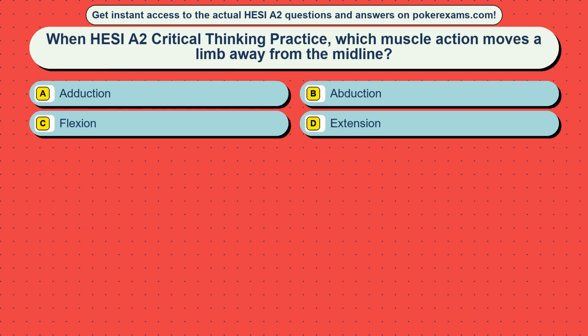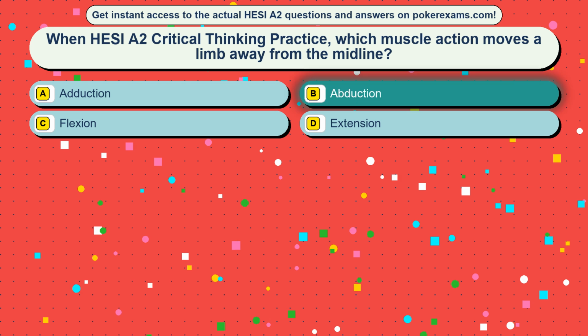Question 9. When HESI A2 critical thinking practice, which muscle action moves a limb away from the midline? Option A, adduction. Option B, abduction. Option C, flexion. Option D, extension. The correct answer is option B, abduction.